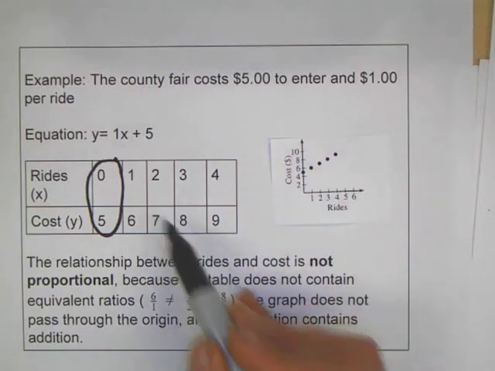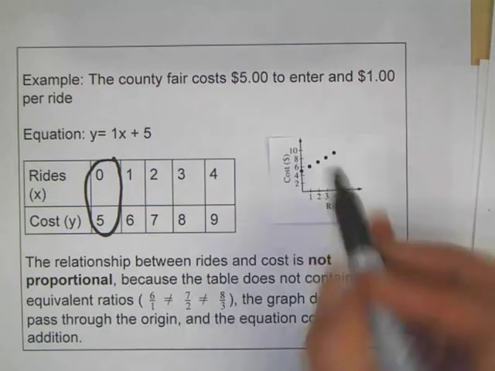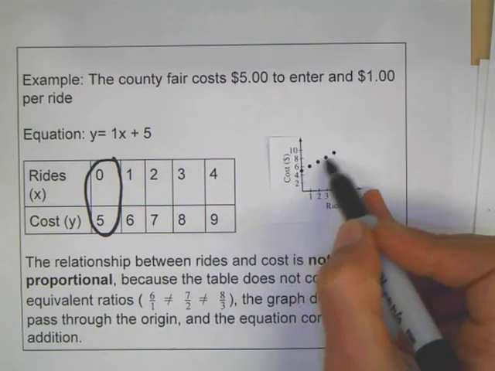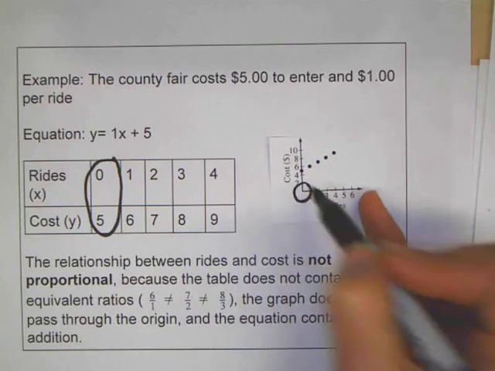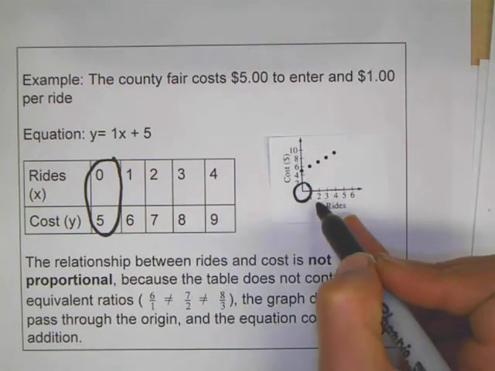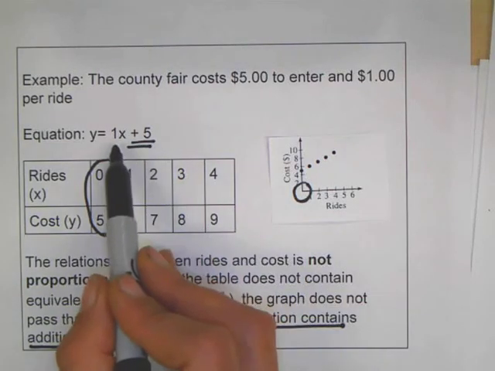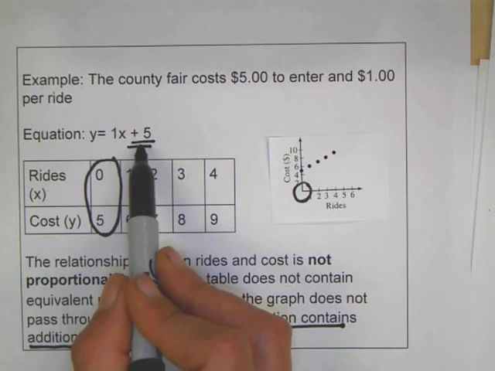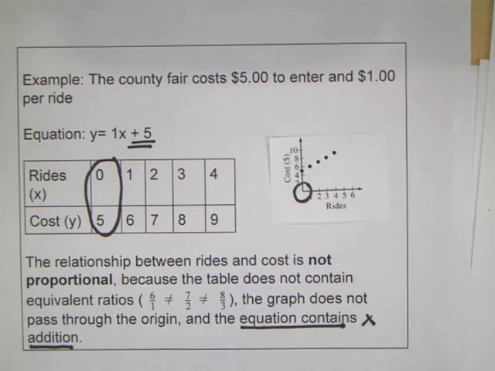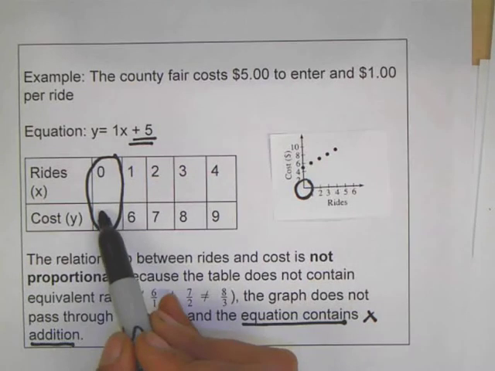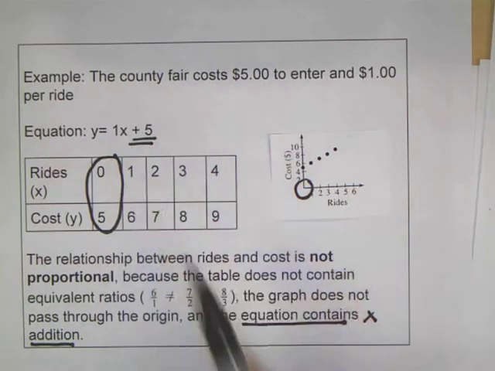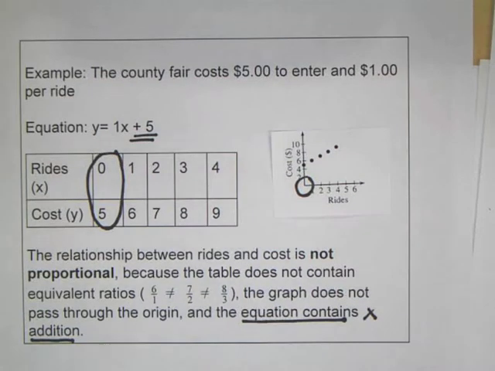So once again, you can look at a table, looking at the ratios. You can look at the graph. This is a line, but it doesn't go through the point 0, 0. So we know that's not proportional because it doesn't go through the point 0, 0. And the third part was looking at the equation. Whenever you have an equation that has a plus, yes, there's a multiplier here, but we're also adding something. So in this case, it's not going to be proportional because it doesn't go to the point 0, 0. And when we did our ratios, they didn't simplify to the same number.